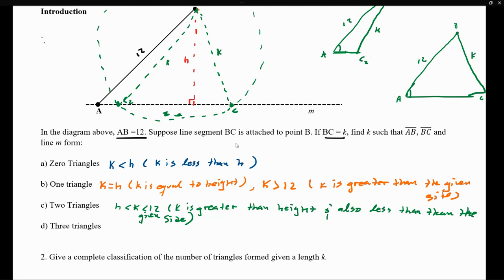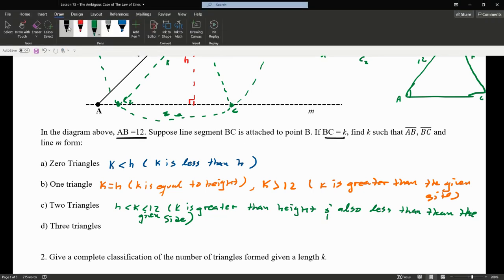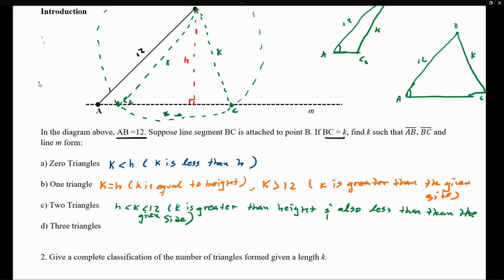So is it possible for us to create three different triangles given the same conditions? Well, in this case, it's just not possible. So when we're talking about the creation of triangles, we have to keep in mind that we could encounter three different situations. We could have created no triangles, we could have created one triangle, or we could have created two different triangles.